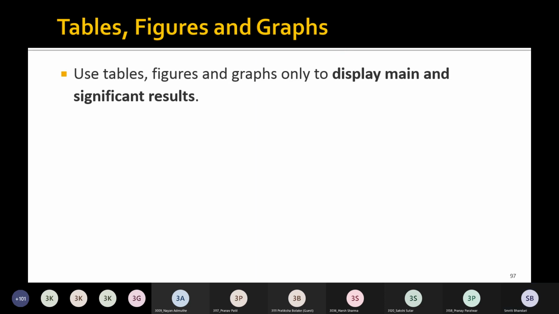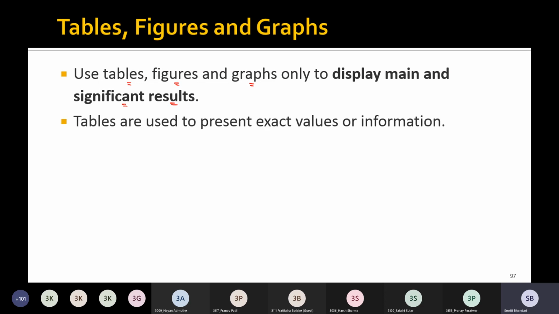A few important points whenever we are using such kinds of visuals. Use tables or figures or graphs to display main and significant results. Tables can be used to provide significant results. Figures can also be used, or graphs, charts can also be used to display some important results.